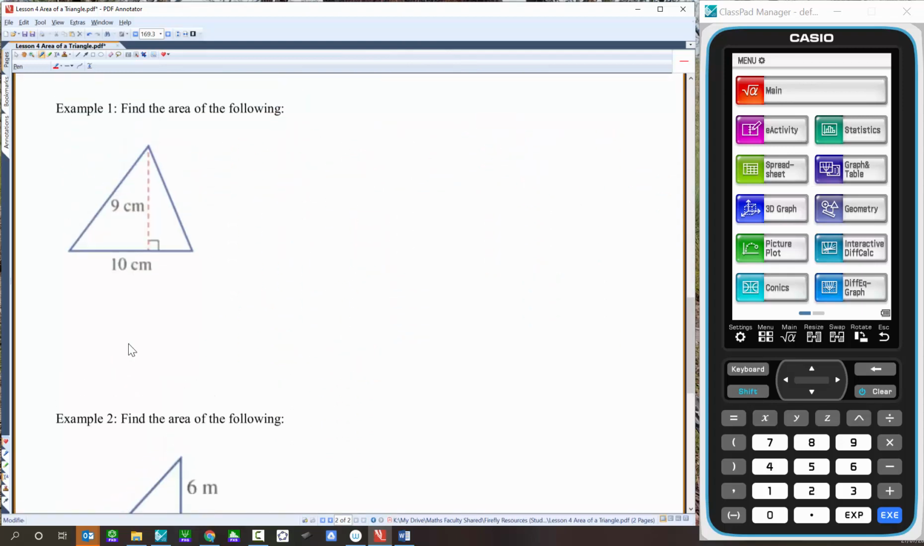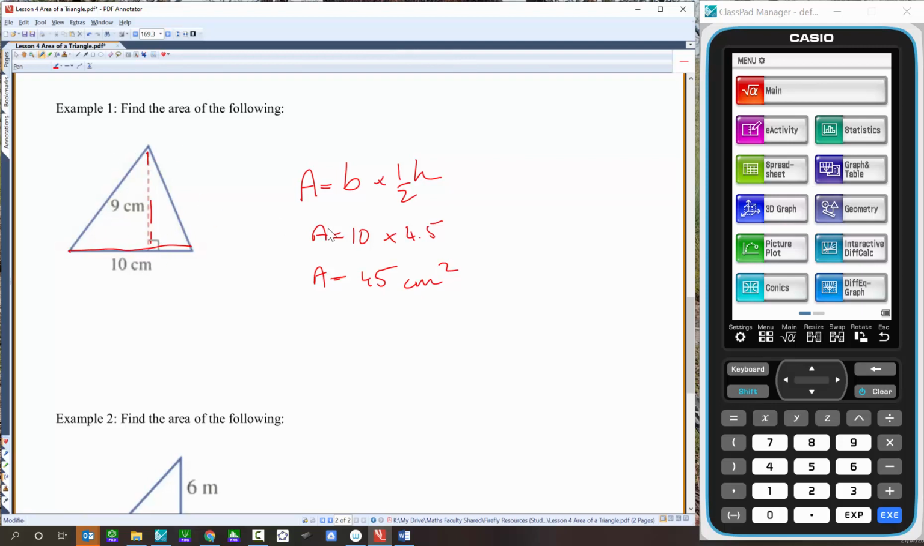Let's try it out on a couple. So for this one here, we want to find its area. So area equals base times half the perpendicular height. So what's our base? Our base is 10 times half our perpendicular height is 4.5. Area equals 45 centimetres squared.